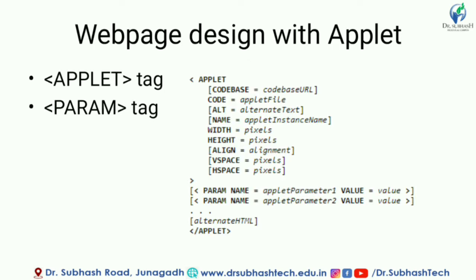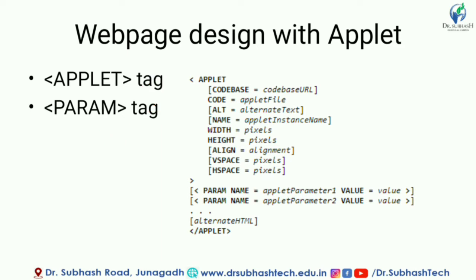For that we will see web page design with an applet. For designing a web page with an applet we can use two tags. There are more tags also, but here we will learn these two tags. First is the applet tag, and second is the param tag. These two tags are used for embedding an applet into a web page. But we can see the param tag is a subtag of the applet tag. It is already included in the applet tag.